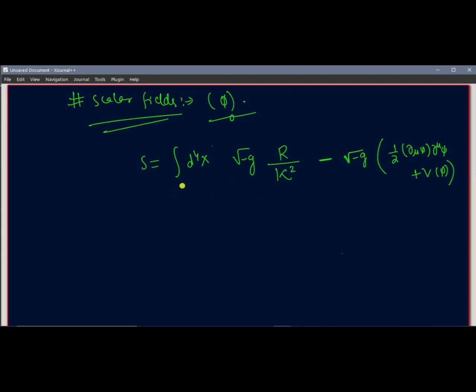So this section is basically describing the gravity. We have already seen the action for gravity, and the minimal coupling means that there is a metric and we are just adding some kind of a field over there. Now this portion is actually showing you the kinetic term of the field.